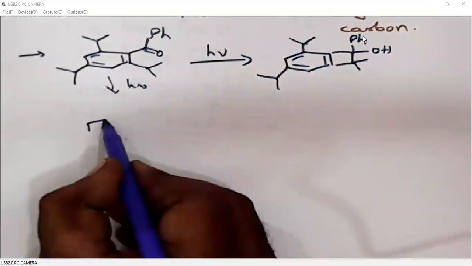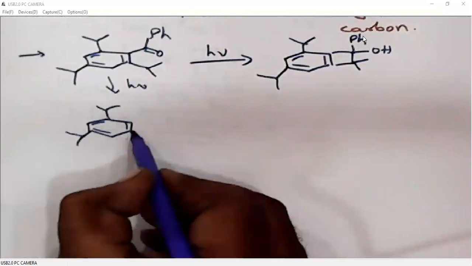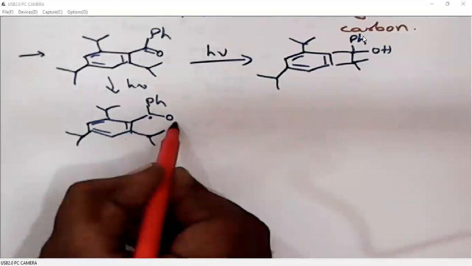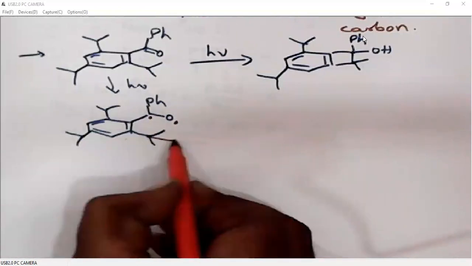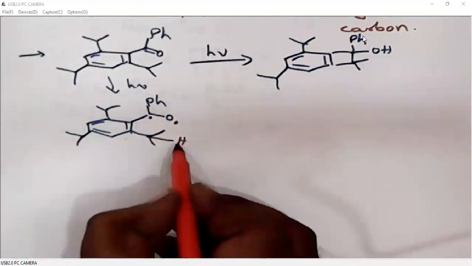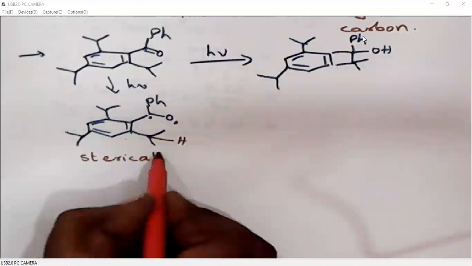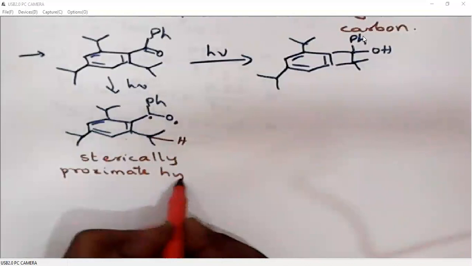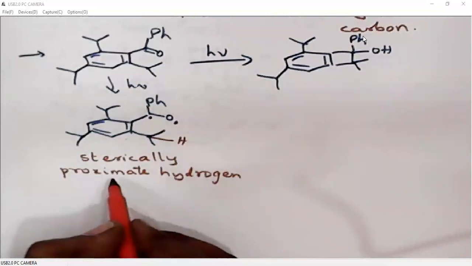So it involves an electronic transition which generates a diradical like this. Now it absorbs hydrogen from this carbon. Why only this hydrogen? As I said, it should be a sterically proximate hydrogen. Proximate is just a word which represents nearby.